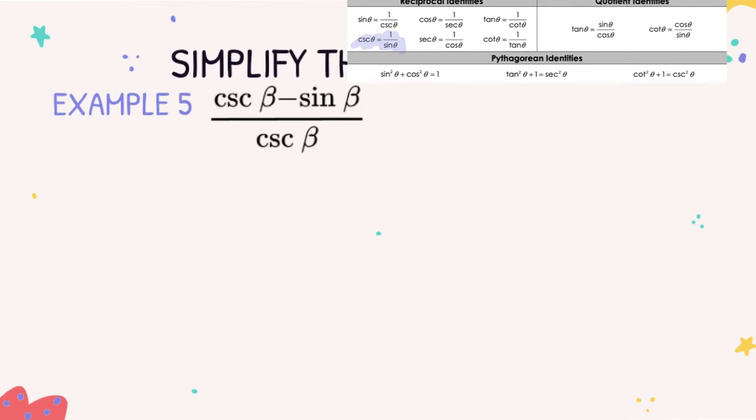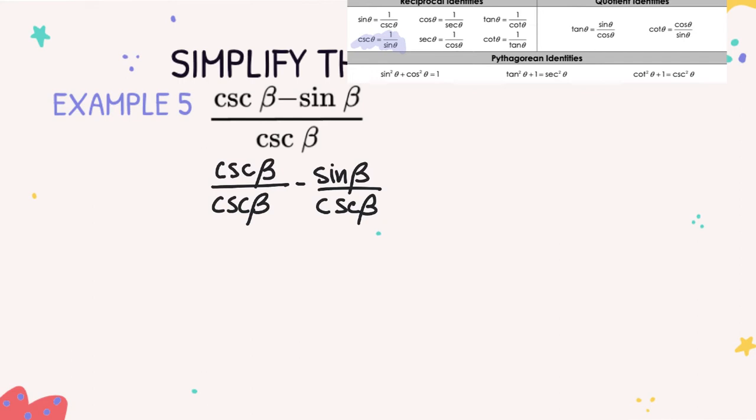So I'm going to separate this over subtraction and just keep the denominator. So I'm kind of working backwards from a common denominator. Cosecant beta over cosecant beta minus sine beta over cosecant beta.